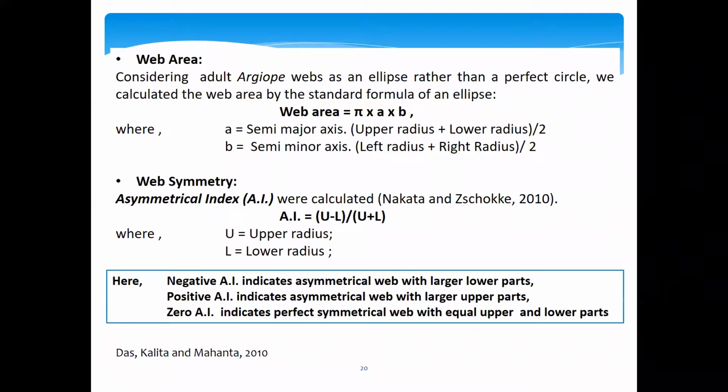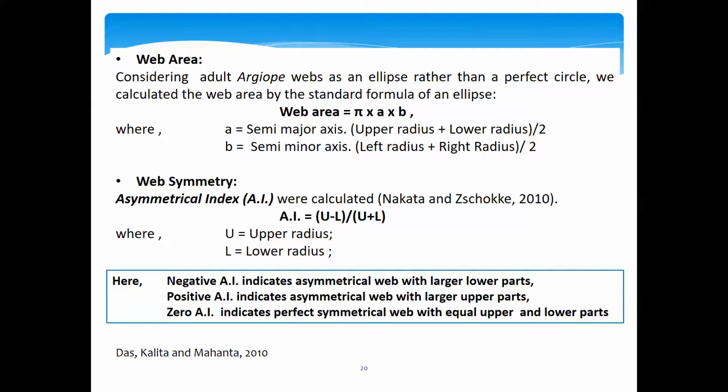Okay, so to test the hypothesis, we need to do certain calculations. We have to calculate the web area. Now I just want to make it clear that we cannot take the formula of a circle, pi r squared, as the web area, because it is never a perfect circle. Only in very rare cases will the upper, lower, left and right radii all be equal in length. So we will take the formula of an ellipse. The web area can be calculated as pi times A times B, where A is the semi-major axis and B is the semi-minor axis.